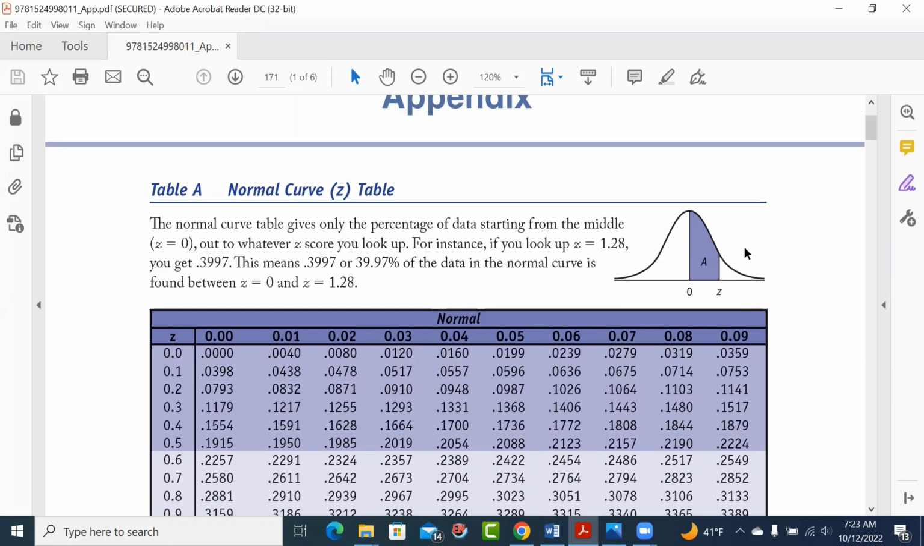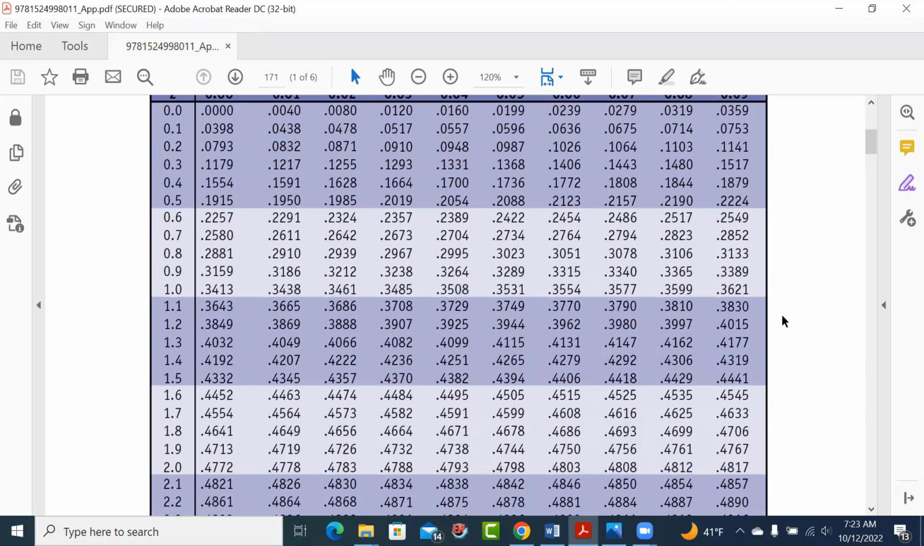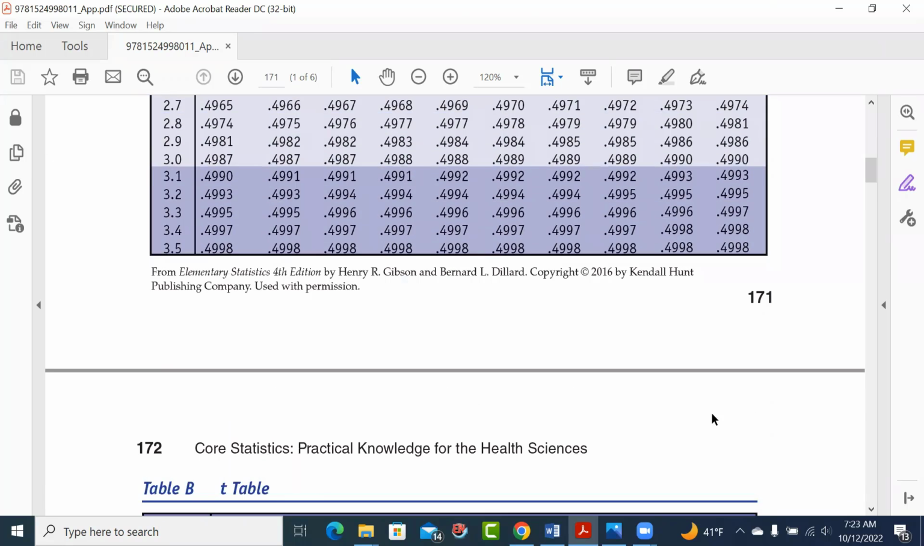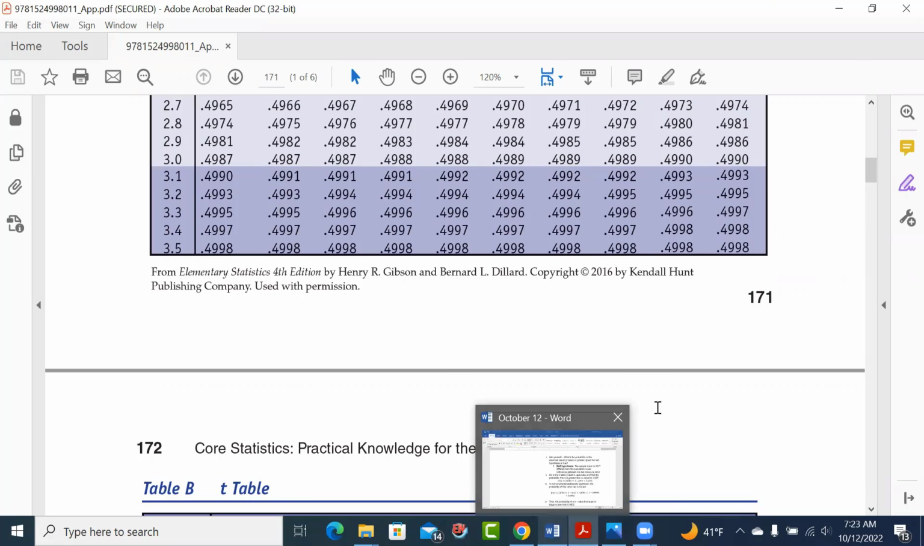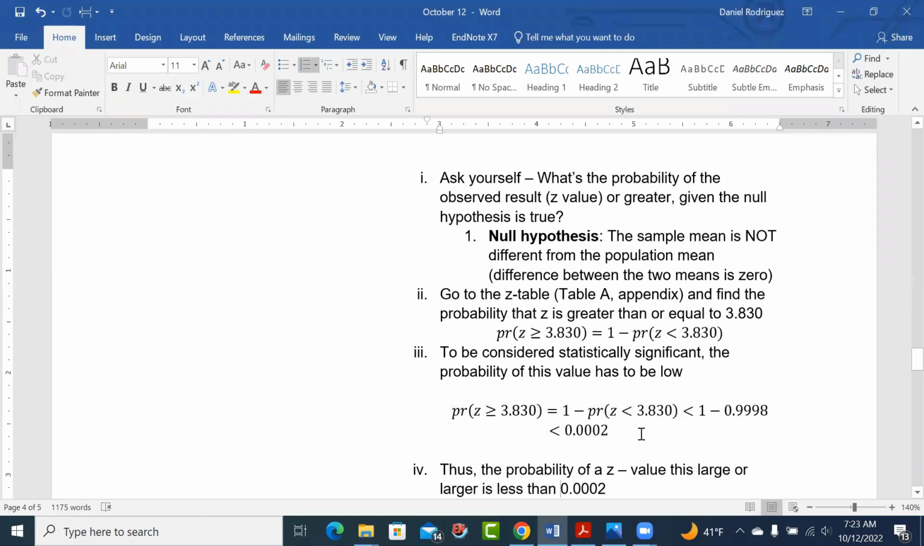So we want to find out what's the probability of this area here. What we get in this table is the probability going up to 3.59. So that's where Z is. We're interested in what's the probability beyond that, right? So it's going to be smaller than whatever this is, right? 1 minus 0.9998, right? It's going to be smaller than whatever that is. So that's what I did here.